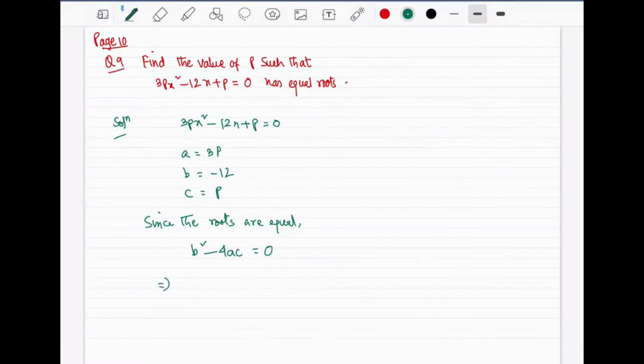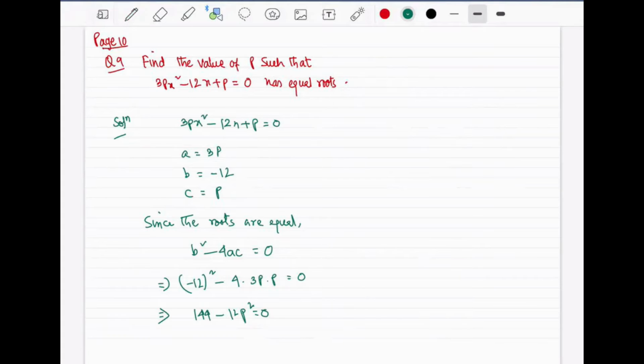Okay, now put in the values. B will be minus 12 whole squared, minus 4 times a, which is 3p, times c, which is p, is equal to 0. Okay, here you can see that p is the variable, right? Others are constants. It's very easy to find the variable then. So minus 12 squared is 144. Minus minus will turn into plus. Minus 4 times 3 is 12. P into p is p squared, equal to 0.